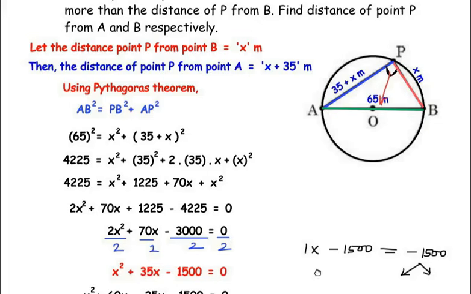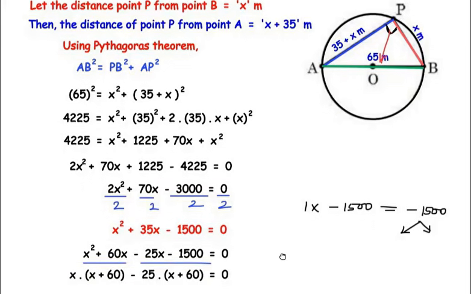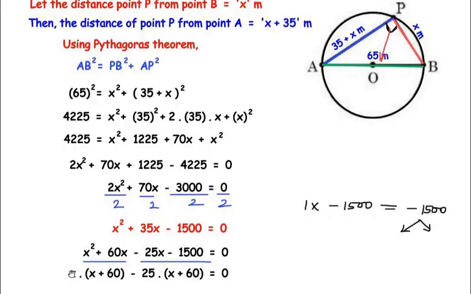So here we have considered the two factors as 60 and minus 25, because when you multiply them you get minus 1500 and when you add them or subtract them you get positive 35. Now we are going to group the terms, that is we are going to group the first two terms and the last two terms. Now from the first group x is a common factor, so we have taken it out and inside the bracket remains x plus 60.